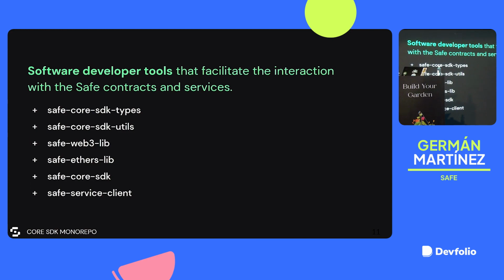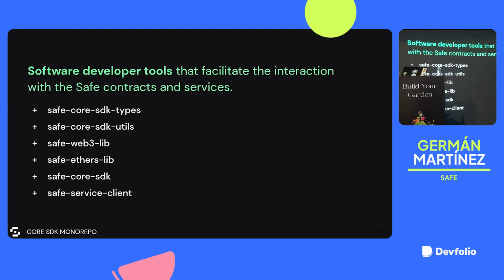Then we have the next two, the Safe Web3 library and the Safe Ethers library. These are two wrappers of the Web3.js and the Ethers.js libraries, and they also allow getting instances of the Safe smart contracts, depending on the version you want to use and the network your provider is connected to.